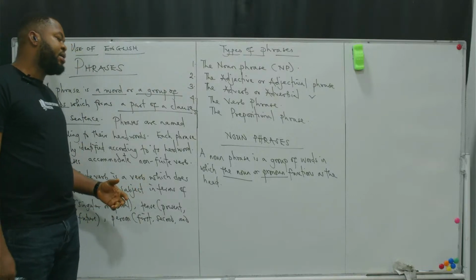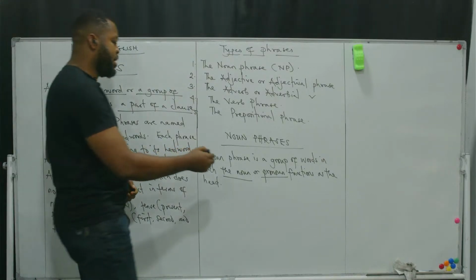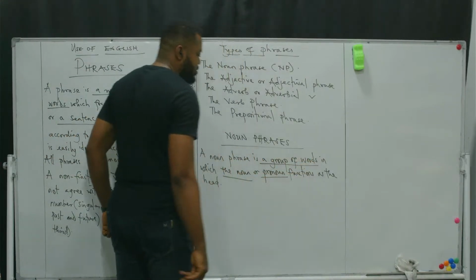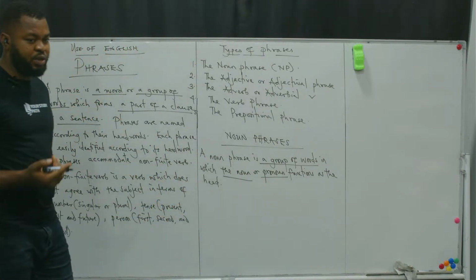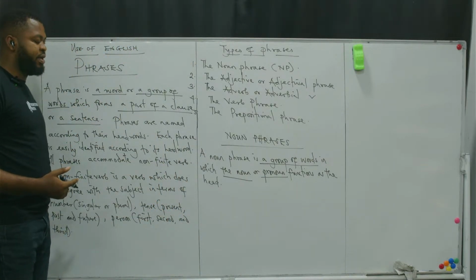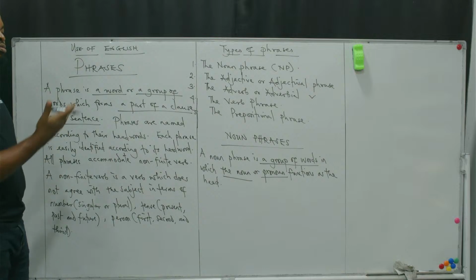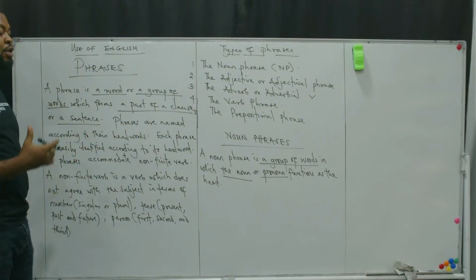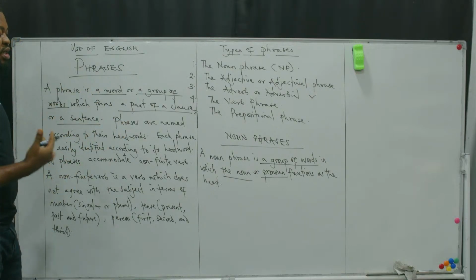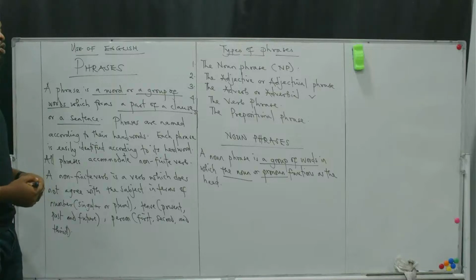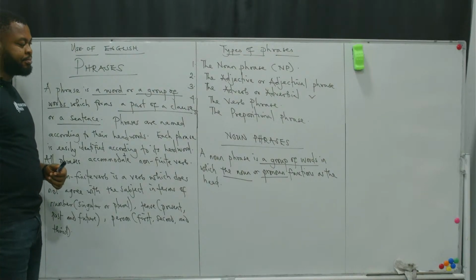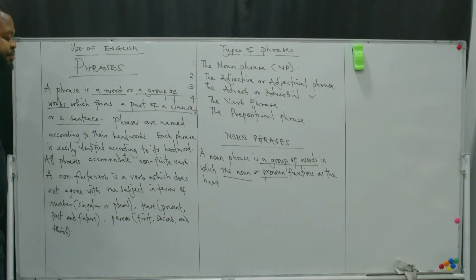And usually, a noun phrase will be a group of words. It can as well be a single word, it's possible. But by general opinion, a noun phrase is a group of words in which the noun or pronoun functions as the head. Are we together? Now, let's continue.